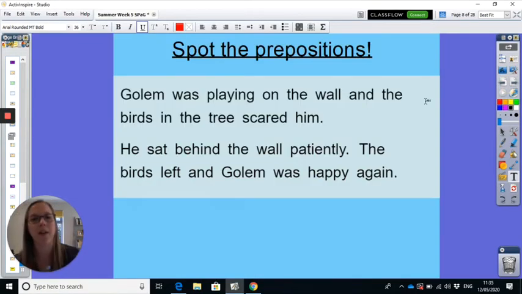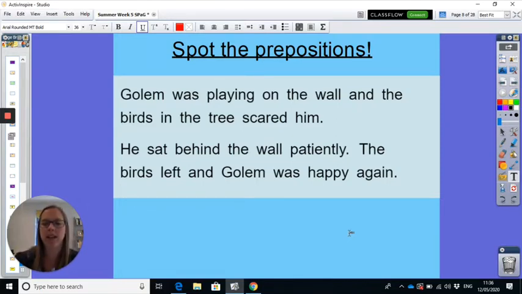Okay, so here we go. Spot the prepositions. Gollum was playing on the wall and the birds in the tree scared him. He sat behind the wall patiently. The birds left and Gollum was happy again. So have a look carefully. Can you spot the prepositions? Pause if you need to.